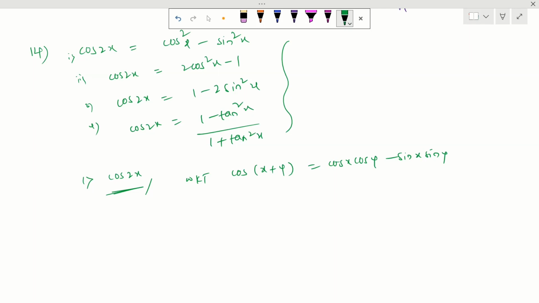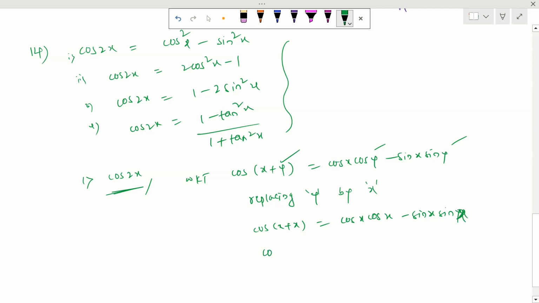What I do here is replace y by x. If we replace y by x, then it becomes cos 2x. So x plus x, with y replaced by x, gives cos x cos x, and then minus sin y, replacing y by x, is sin x sin x. Now this is cos 2x.